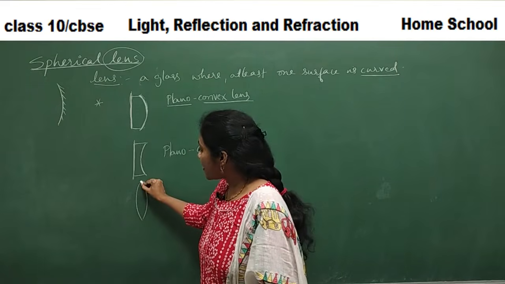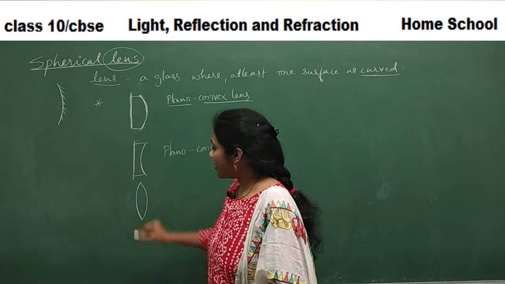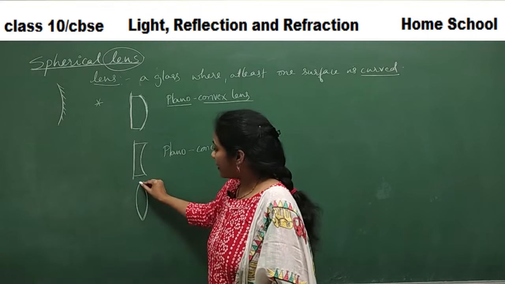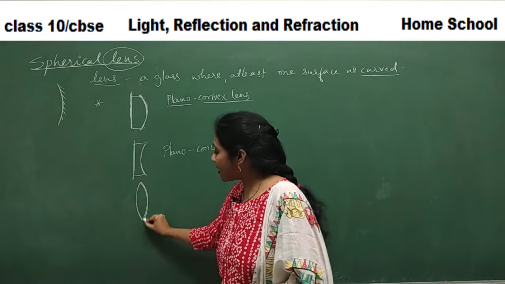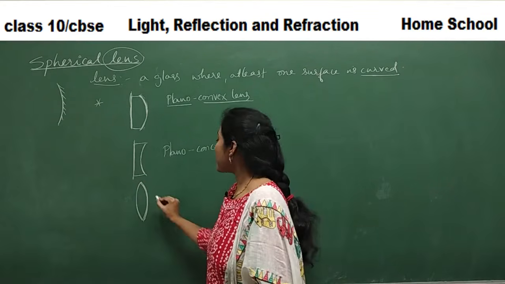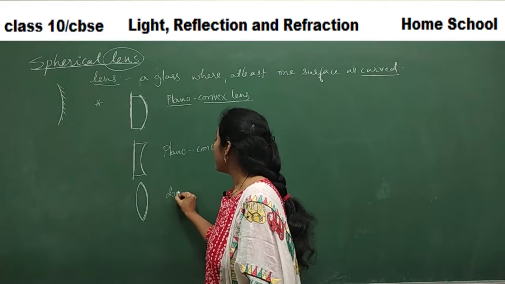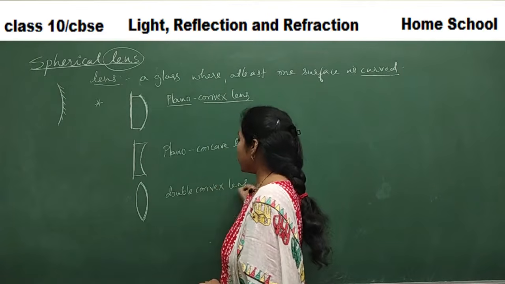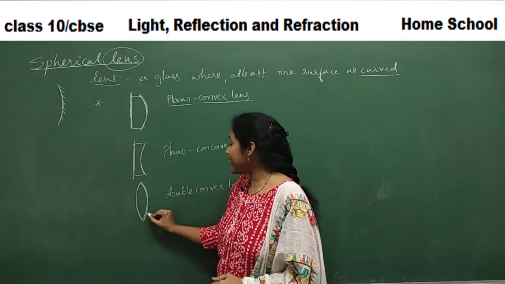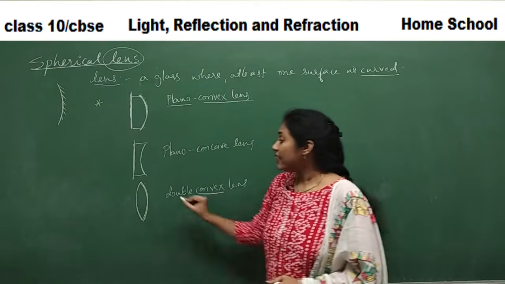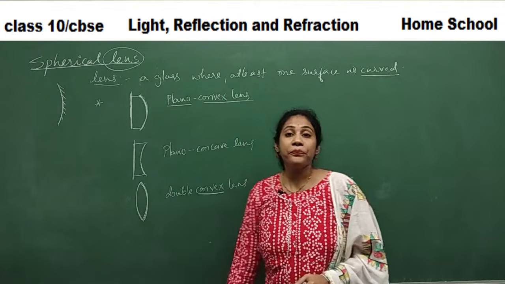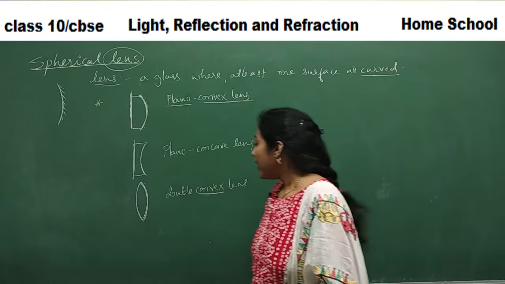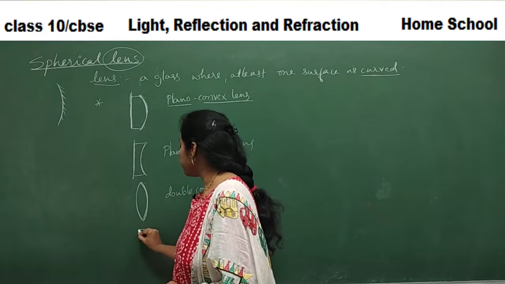See here, it has two sides. This side is curved outside. Even this side is curved outside. Such a lens is called a double convex lens. Double convex, because both sides are convex in nature, that is, curved outside. If something is curved outside, then it is called convex. And observe this one carefully.